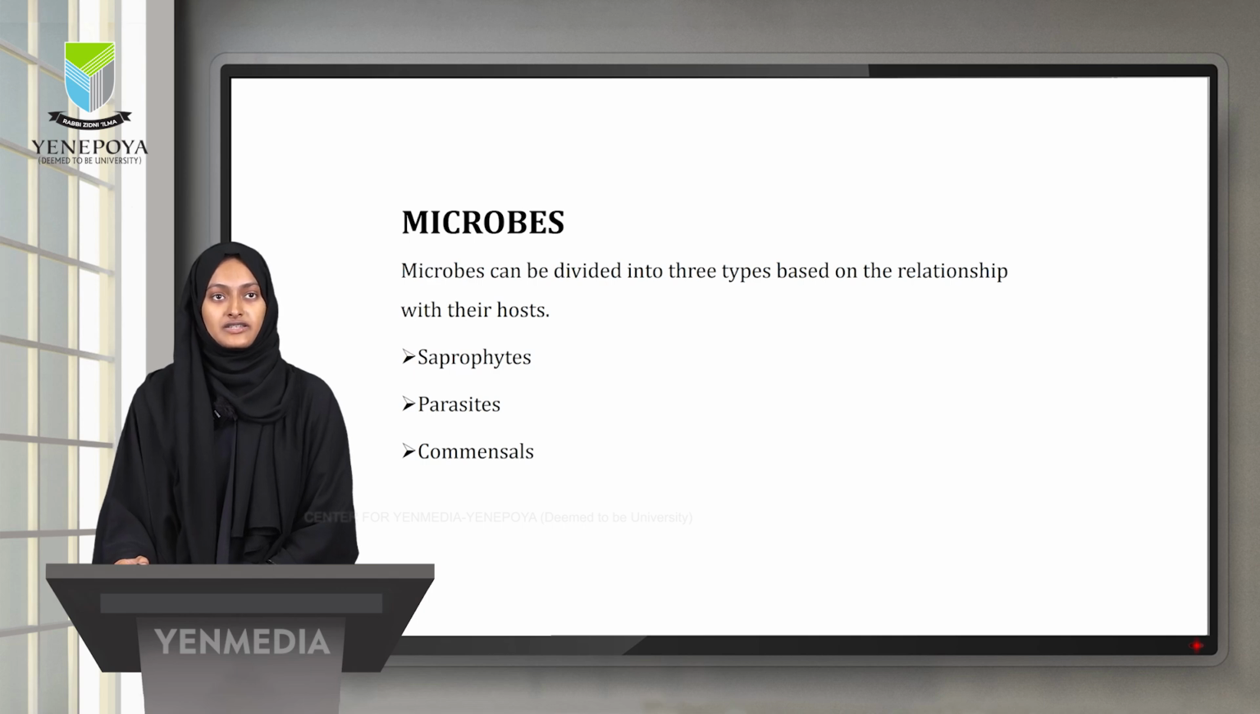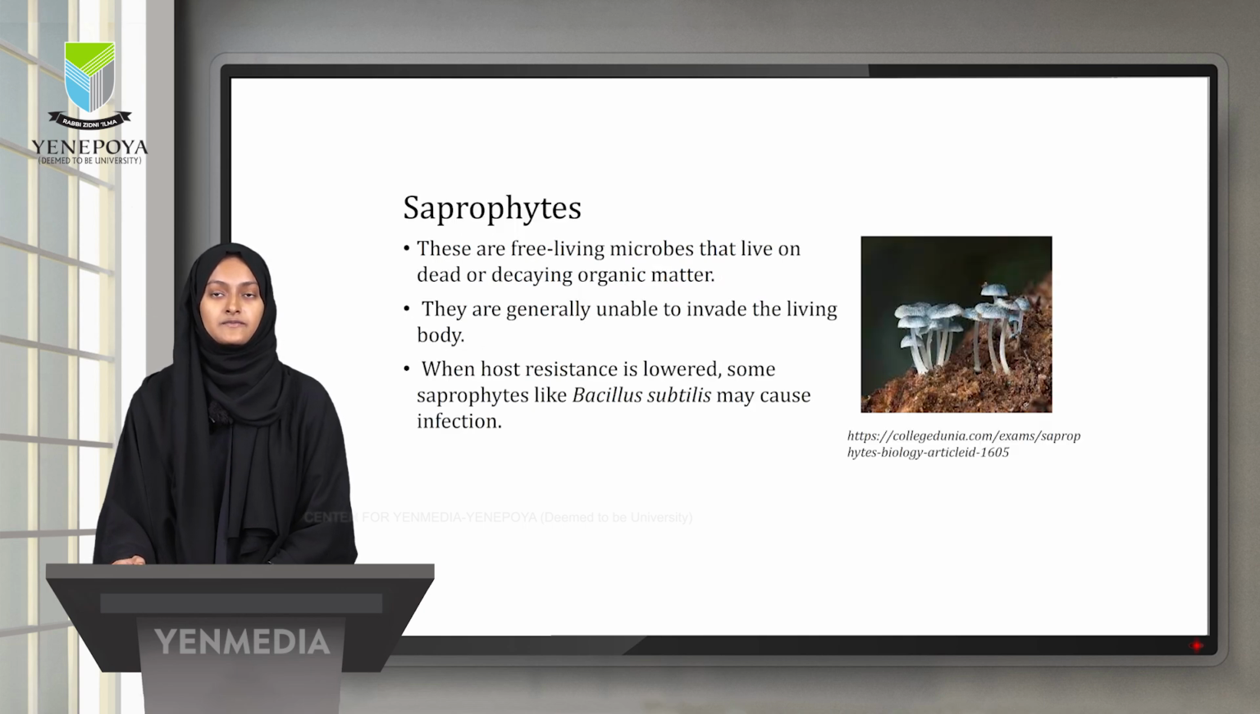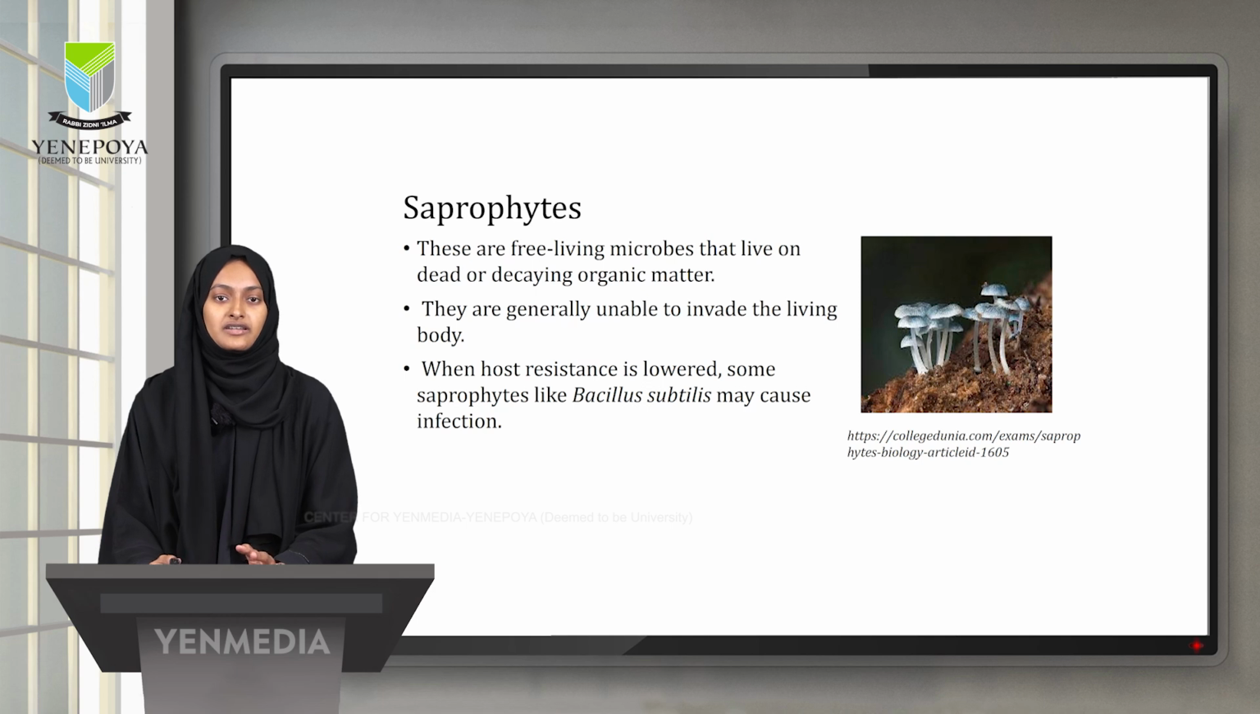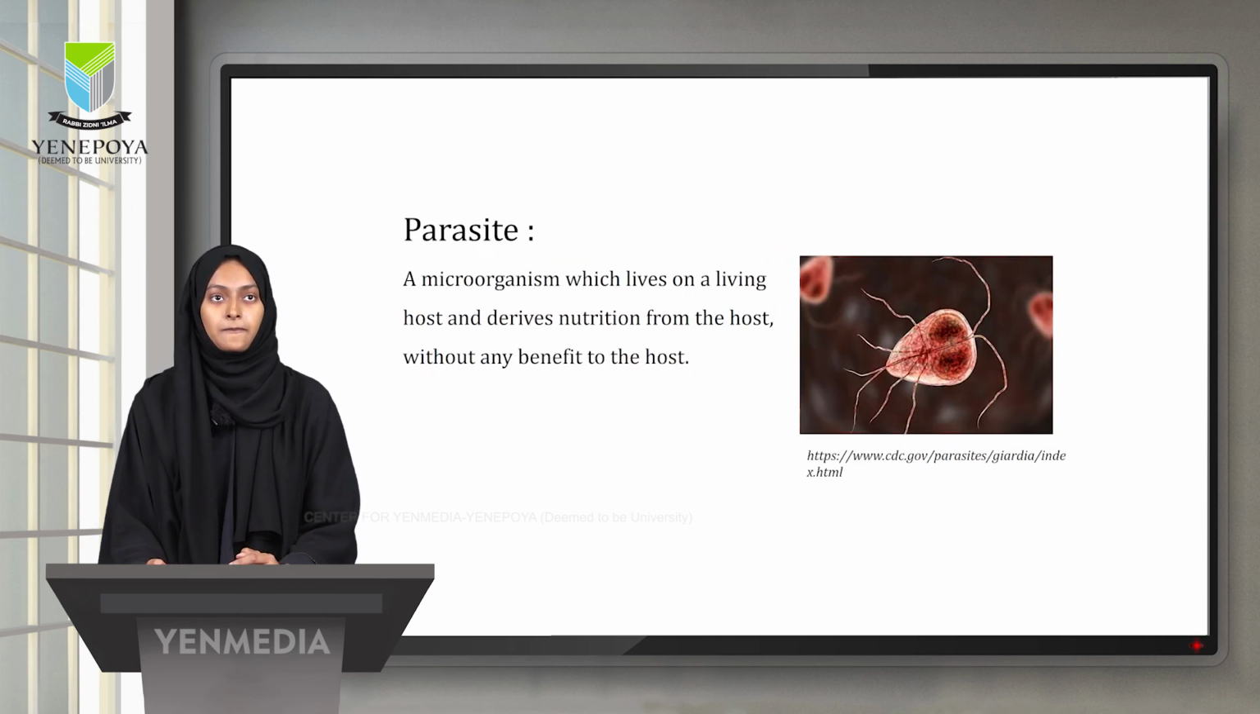Microbes. Microbes are extremely small living organisms, and based on the relationship with their host, they can be divided into three types. They are saprophytes, parasites, and commensals. Saprophytes are free-living organisms which live on dead or decaying organic matter, and usually they are unable to invade the living body, but under certain conditions, maybe when the host resistance is lowered, some bacteria, maybe like Bacillus subtilis, can invade and cause an infection. They can cause pneumonia, septicemia, and endocarditis.